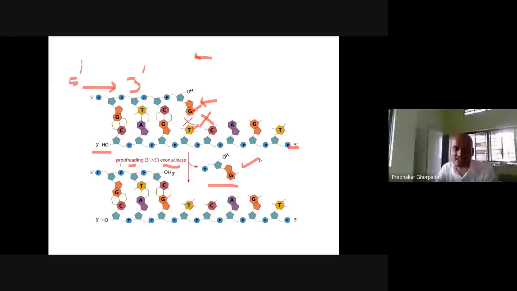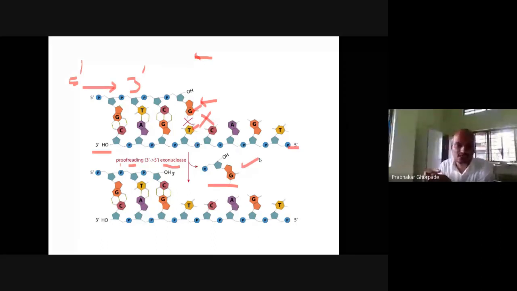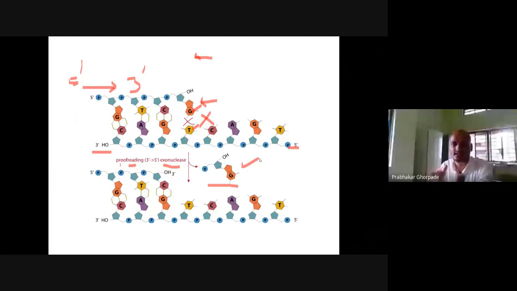Proofreading activity is basically like, for example, you are writing a document for some essay competition, something like how our college is a very good college. But by mistake, instead of nice, you have written some word which is irrelevant in that location. So what happens? You go back again and you correct that mistake. That is a proofreading function. So this exonuclease does that function. It will go back and correct that, and it will say, okay, now that's okay. DNA polymerase can come again and start synthesizing again. So that is a proofreading function.